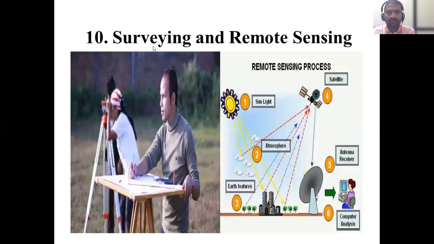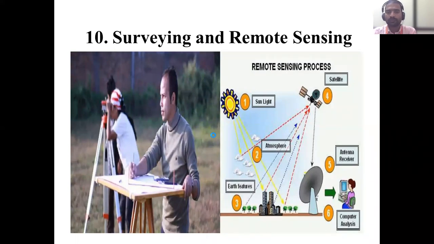Next, the last one is surveying and remote sensing. Have you seen surveying? On the roads you might have seen one person with an instrument like this, looking through it like this, with one table, doing some work. Have you observed this kind of work anywhere? Highway construction, yes. You might have observed this. They are doing surveying work. So what is surveying?